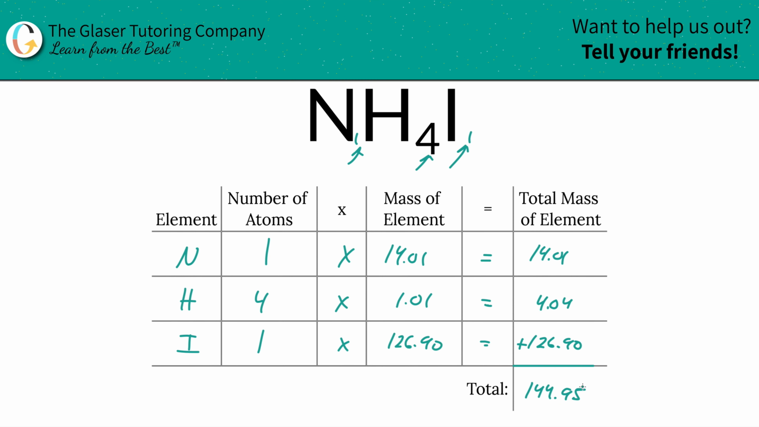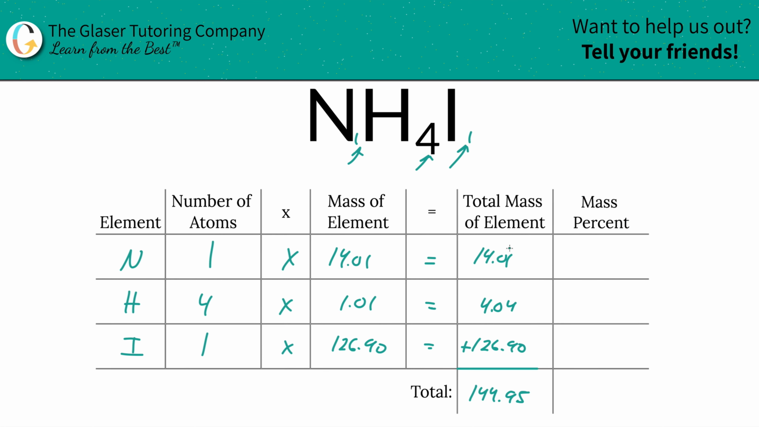Now that we know the total mass, I'm going to add a column to the table to help us find those percentages. To find the mass percent of nitrogen, we're going to take the total mass of the nitrogen, so you're only looking at this column.